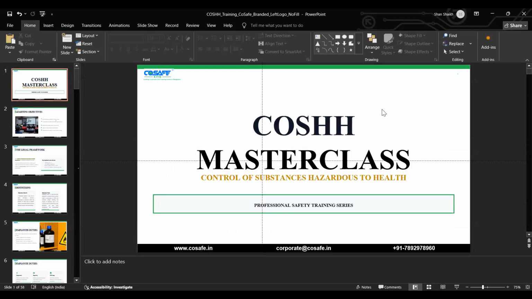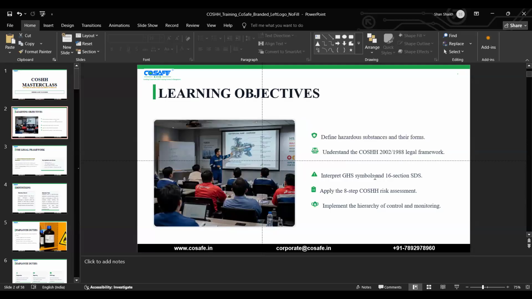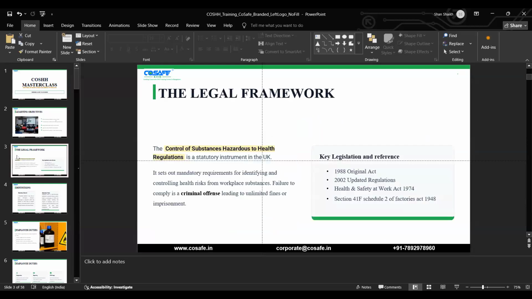We'll also learn about this 8-step risk assessment, which you have to implement at your site, and implement the hierarchy of control and monitoring systems and all. So let's look into the legal framework.